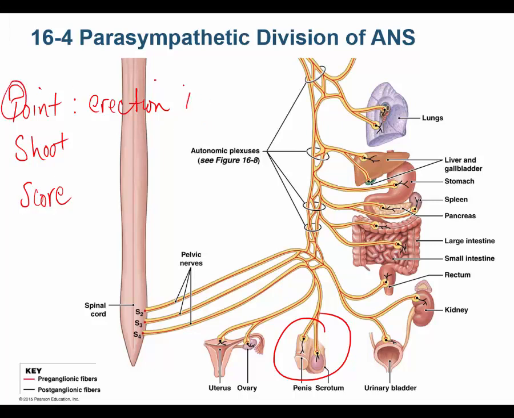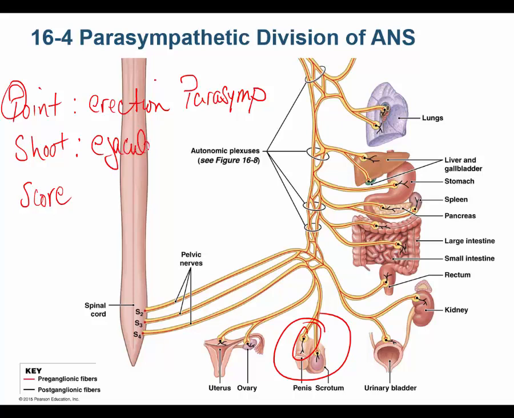P stands for parasympathetic. So the parasympathetic nervous system goes to your penis and causes vasodilation, causes your penis to fill with blood, and causes an erection. Point.